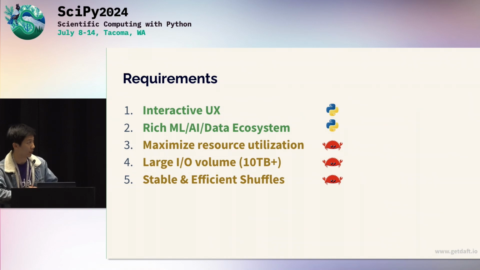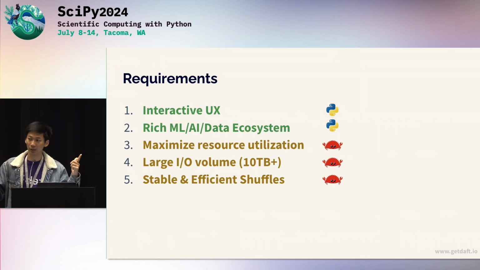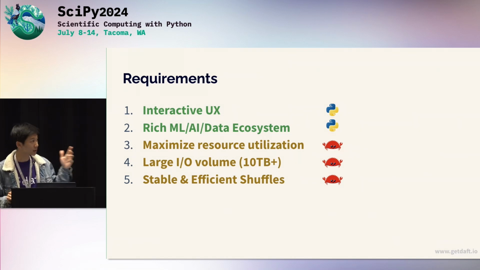So here are the requirements that we want, right? We want an interactive user experience that's given to you by Python. We want access to the rich machine learning, AI, and data ecosystem in Python. You have PyTorch, you have NumPy, all the really, really good stuff in SciPy that you have access to. But then Rust gives you the ability to maximize your resource utilization, right?